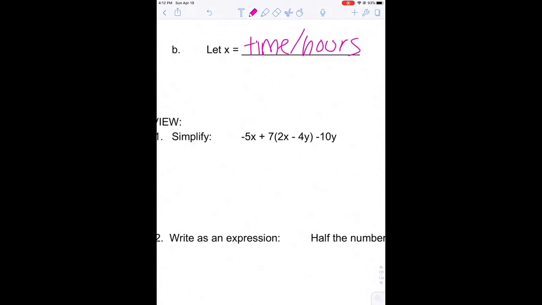So if I'm simplifying this expression and there's parentheses here, the first thing I need to do is distribute. If you remember when we learned these types of problems, step 1 was always to distribute. And then step 2 was to combine like terms. It's been a while since we did this. So I'm going to copy down my negative 5x because that has nothing to do with the parentheses or what's being distributed. And I have to multiply 7 times 2x.